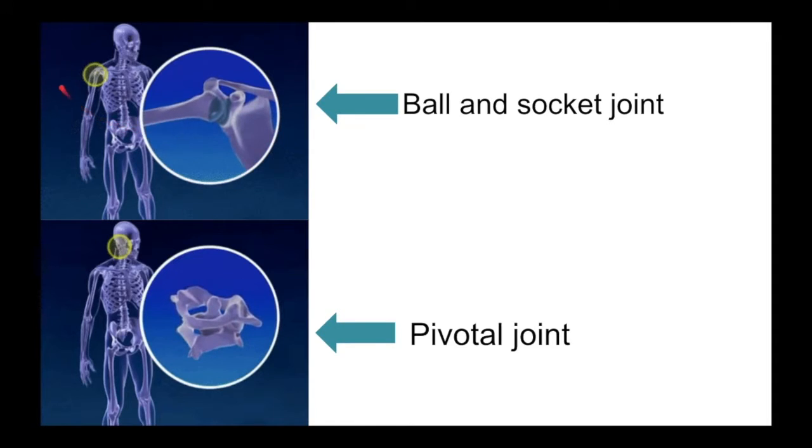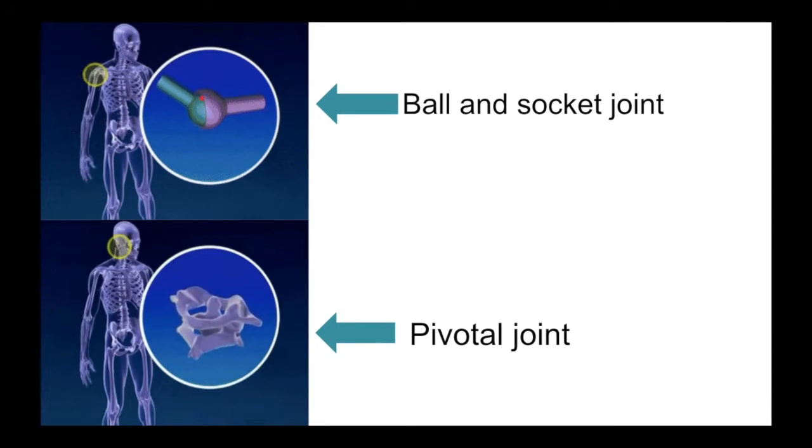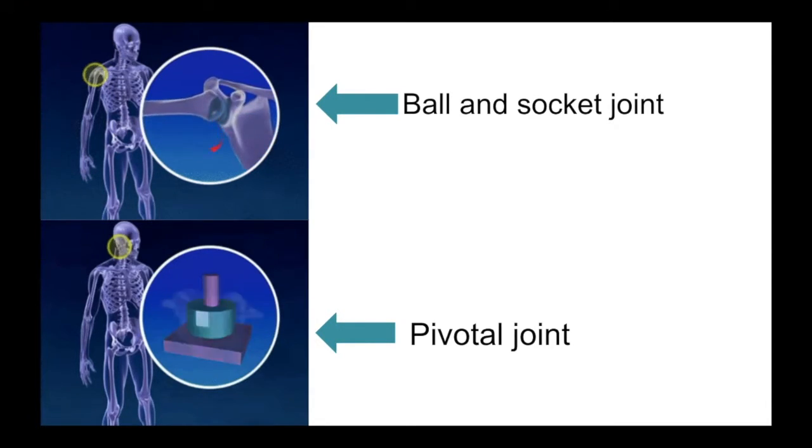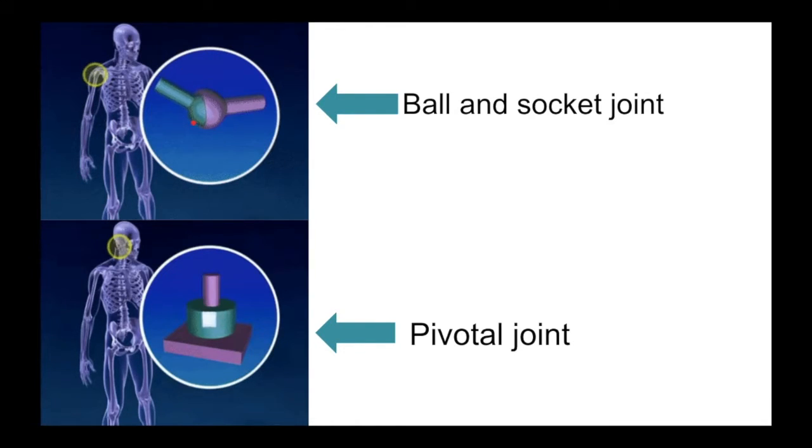Look here, the shoulder joint they have shown through this picture. The head of the upper arm has a ball-like structure. It gets inserted into the socket of this shoulder bone and it rotates all over, right? So the maximum movement of hand and leg is possible only because of this kind of joint.